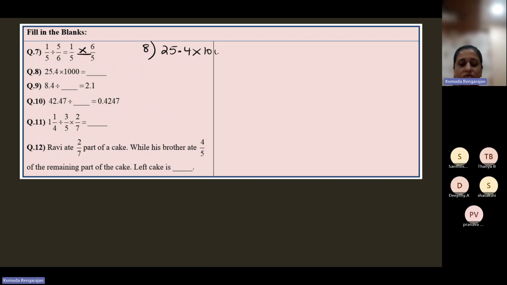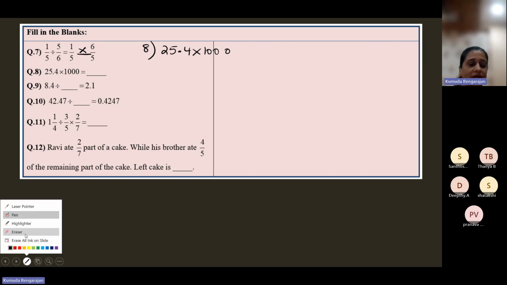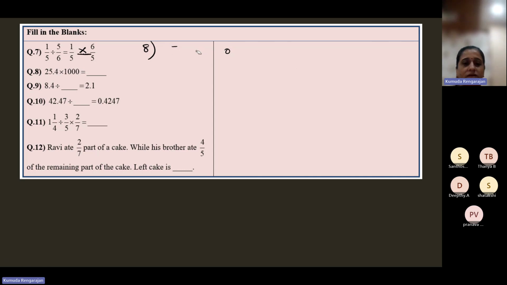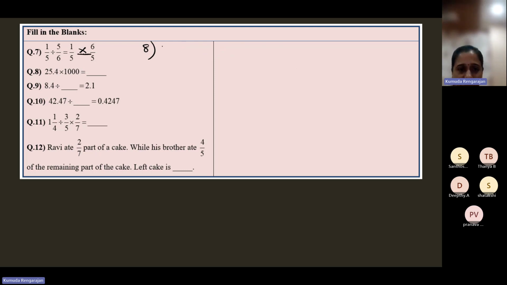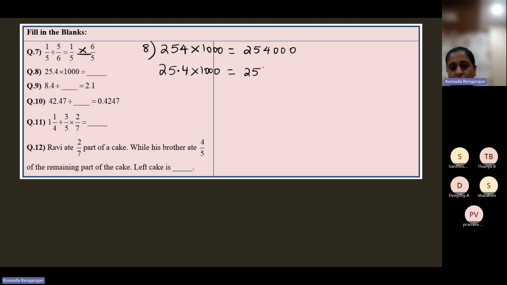25.4 into 1000. Okay, so what you have to do: 1000 is fine. In 25.4 we have the decimal point. Write the number without the decimal point. So 254 into 1000, and find this product. Now the question 25.4 into 1000 will be, write the same answer you got.